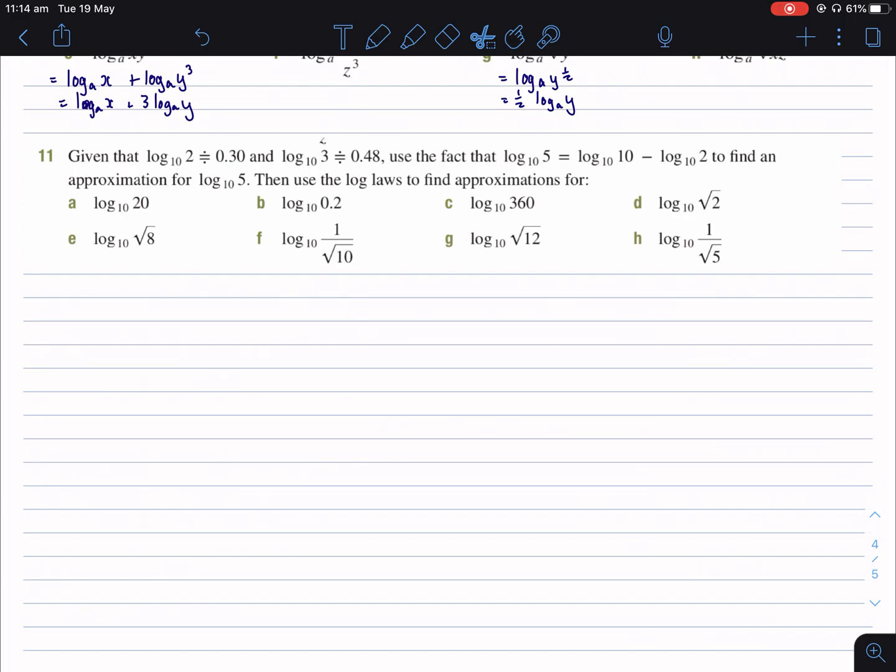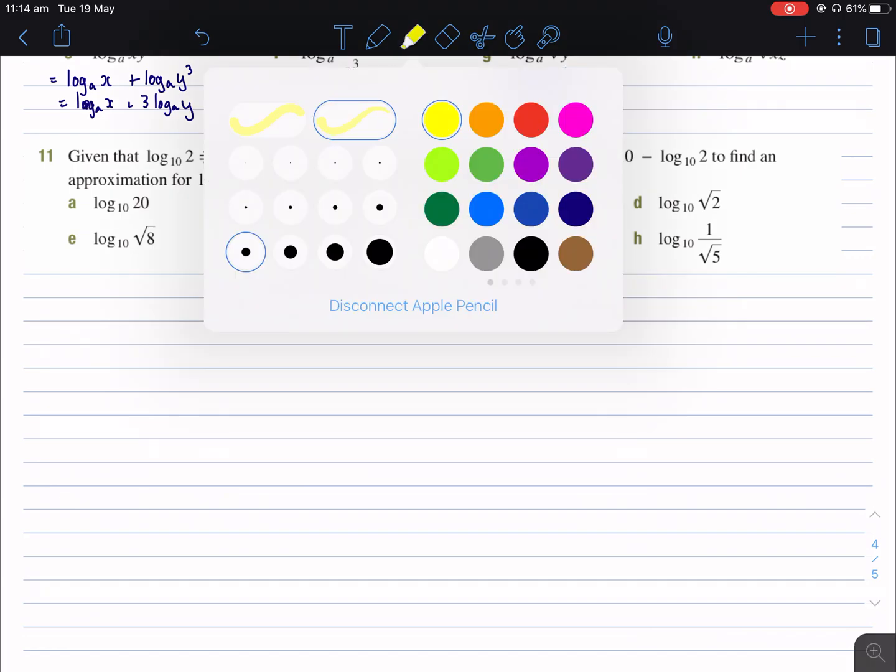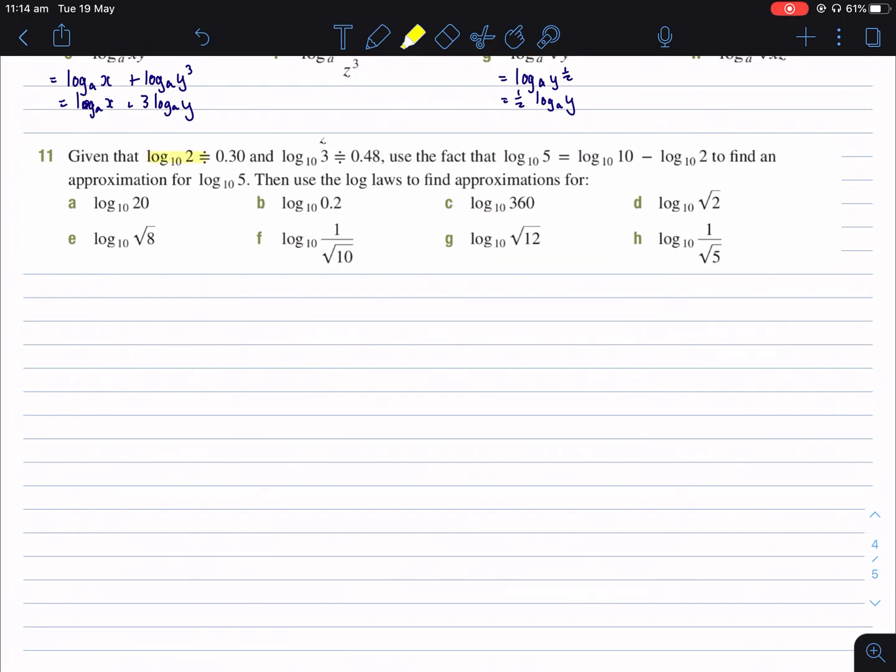Question 11. Now, we've been told two different values for these. We've got log base 10 of 2, they're saying that's about 0.3. You can check that in your calculator if you want. Log base 10 of 3, about 0.48. And they're giving us a shortcut to use. Log base 10 of 5 is the same as log base 10 of 10 minus log base 10 of 2. Don't forget log base 10 of 10 is going to be 1. So we know log base 10 of 5 equals 1 minus log base 10 of 2. I'm assuming that's a shortcut we're going to use a lot.